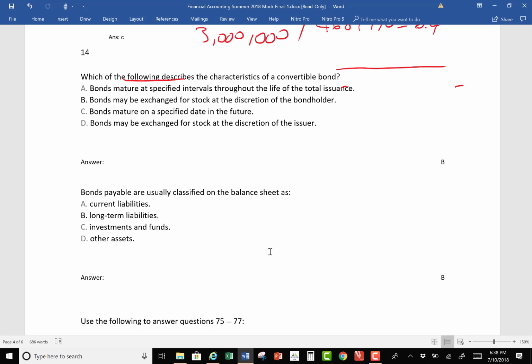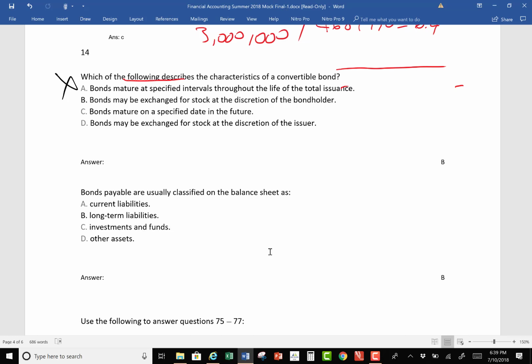Which of the following describes the characteristics of a convertible bond? A convertible bond is convertible to stock at the option of the bondholder. The bondholder goes to the company, gives back the bond, probably a little more cash, and they get stock in exchange for that. So, bond matures at specified intervals? No. Bond may be exchanged for stock at the discretion of the bondholder.